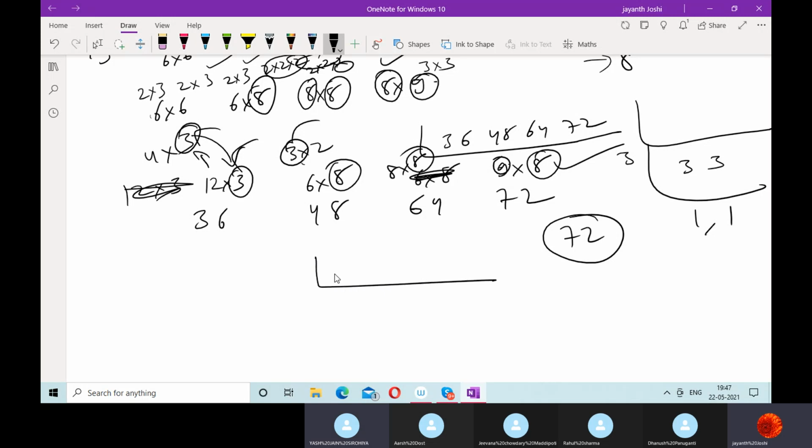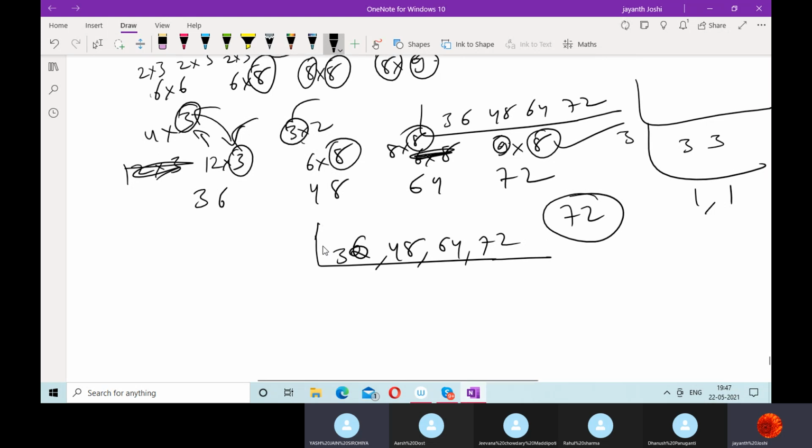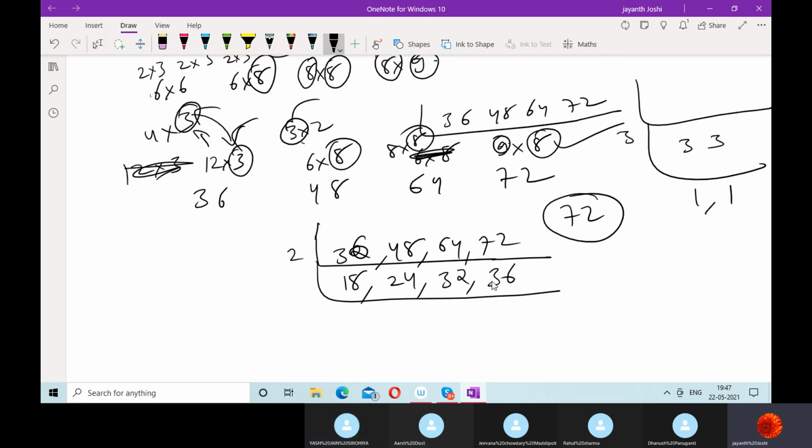Okay, fine, you do it this way. 36, 48, 64. I will explain you the tricks afterwards. Don't worry. First you do this in this method. So what we can take, 2. 18 twos are, 24 twos are, 32 twos are, 36 twos are 2. 9 twos are, 12 twos are, 16 twos are, 18 twos are 2. 9.